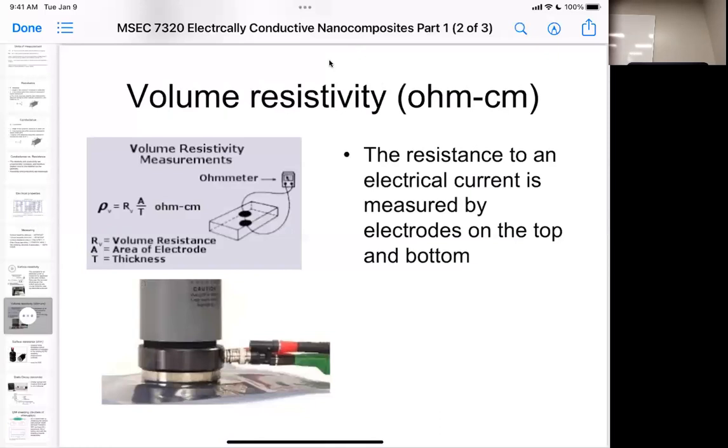That constant volume resistance is dependent on the material that we are testing. The resistance is dependent on the what? The volume resistance is a parameter, a constant, that is dependent on the material that we are testing.